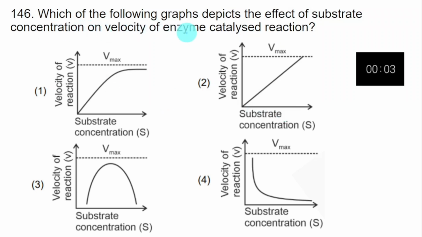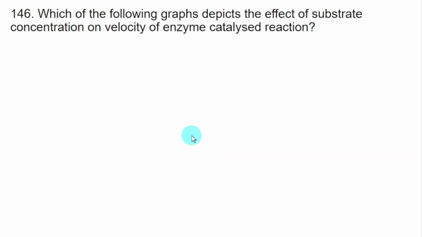Which of the following graphs depicts the effect of substrate concentration on velocity of enzyme catalyzed reaction? So out of all these graphs, this is the right answer, option 1. So we took around 15 seconds to attempt this question. So let's try to understand why we get this kind of graph.